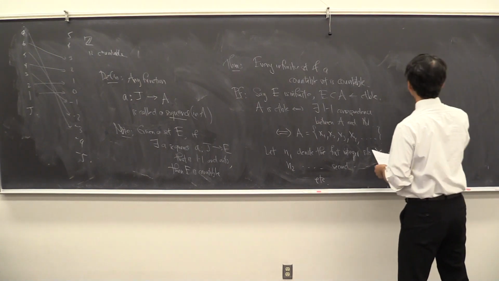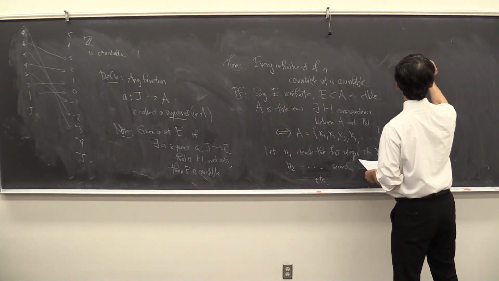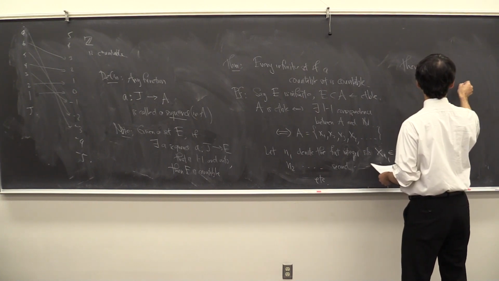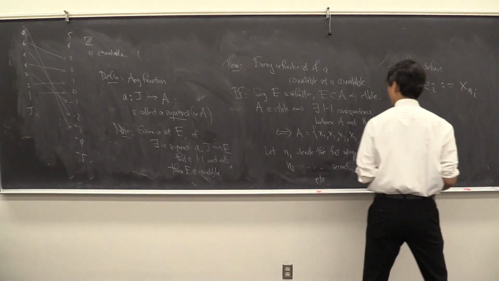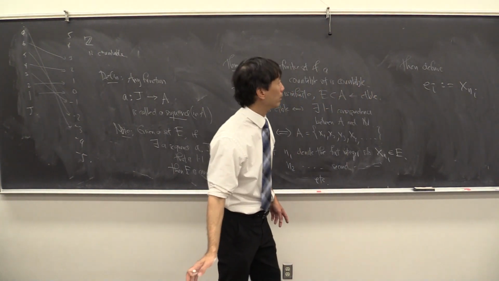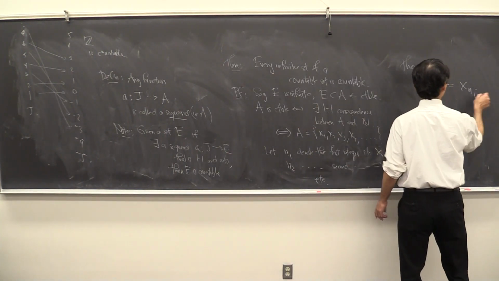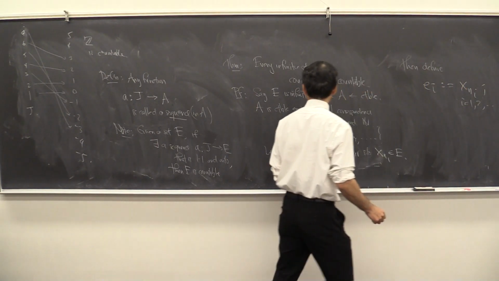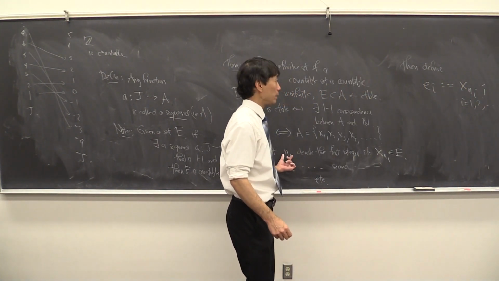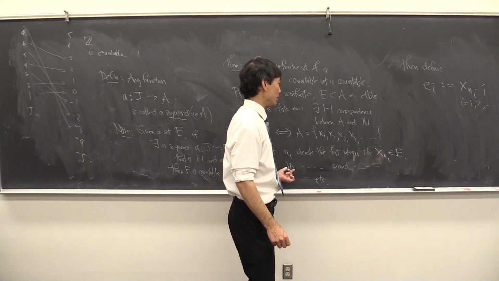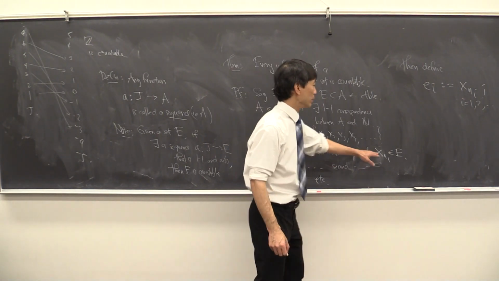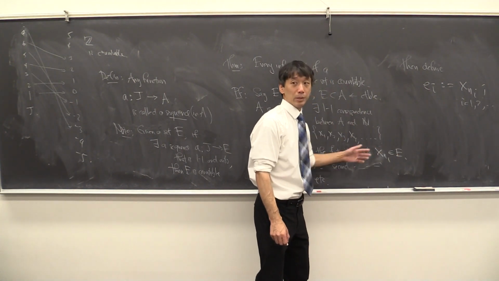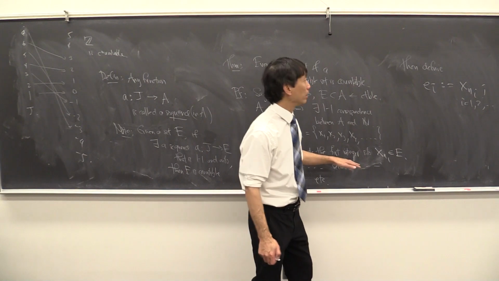Then define E sub i as x sub n sub i, for i going from 1 to infinity. So E sub 1 is x sub n sub 1. E sub 2 is x sub n sub 2. In other words, E sub 1 is the first element of E that's in this list. E sub 2 is the second element of E that's in this list, and so on and so forth.